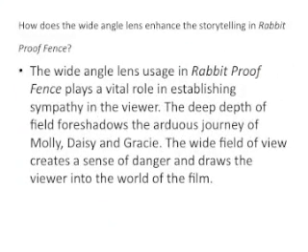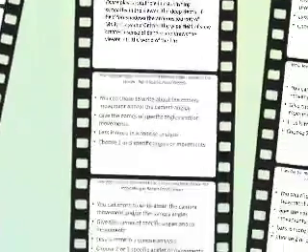Here's an example of an introduction that directly addresses the question, how does the wide-angle lens enhance the storytelling in Rabbit Proof Fence? The wide-angle lens usage in Rabbit Proof Fence plays a vital role in establishing sympathy in the viewer. The deep depth of field foreshadows the arduous journey of Molly, Daisy, and Gracie. The wide field of view creates a sense of danger and draws the viewer into the world of the film. Now, this is just a rough draft, and certainly it would be revised through the writing process.